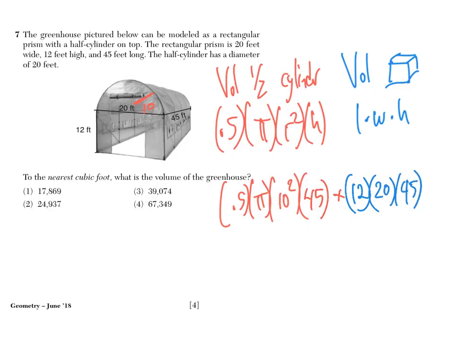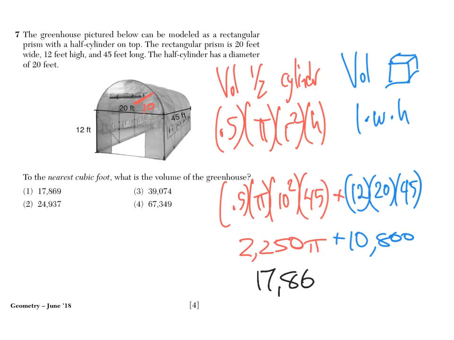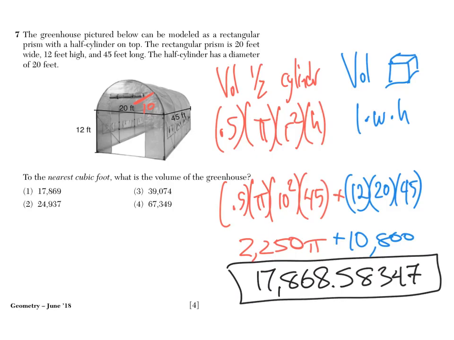Great. And so when we take out our handy dandy calculator and we plug this in, we're going to determine that this is 2,250 pi plus 10,800. And so the cubic foot volume of this greenhouse, when we add these two together, is 17,868.58347 cubic feet. Is this an option? It sure is. It's option number 1. Amazing.